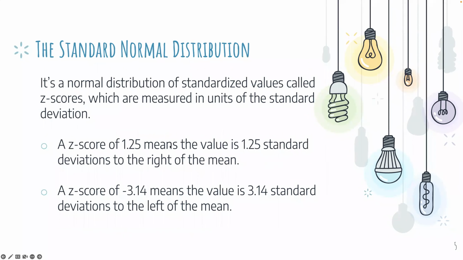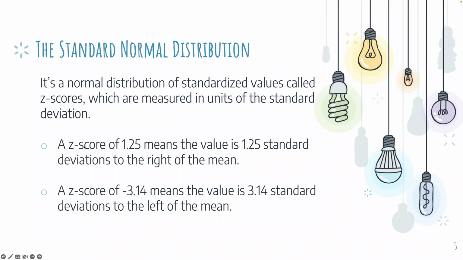How do we standardize those values? We use values called Z-scores. The Z-scores, we often talk about them when we talk about the empirical rule. So the Z-scores measure units of standard deviation, that is, how many standard deviations a value is from its mean.